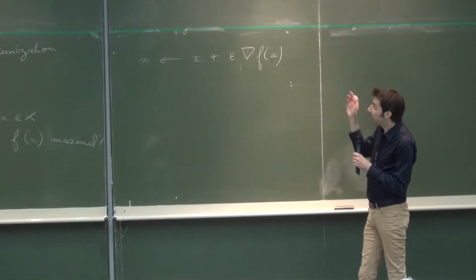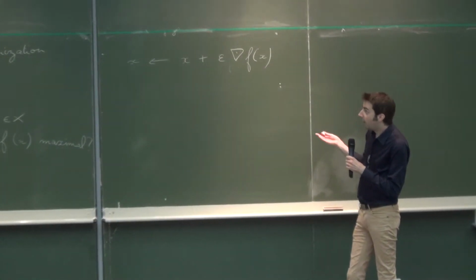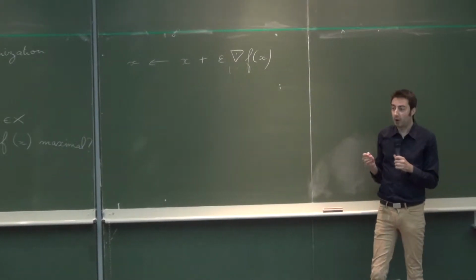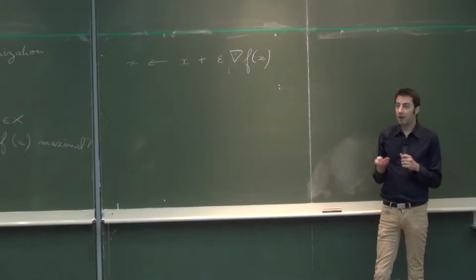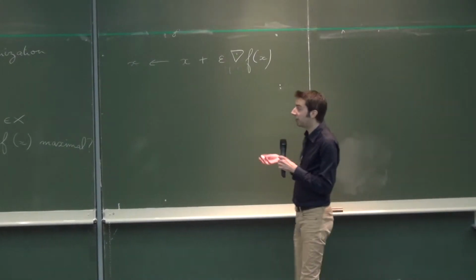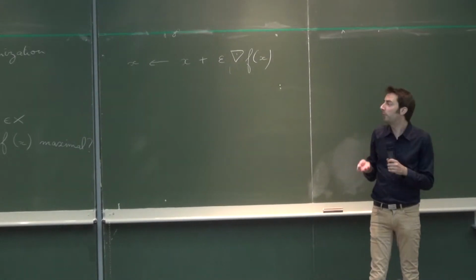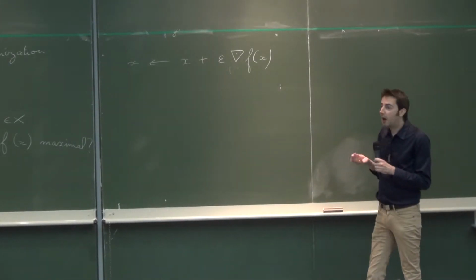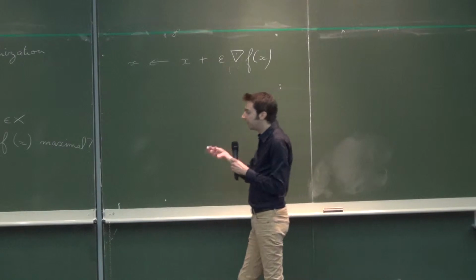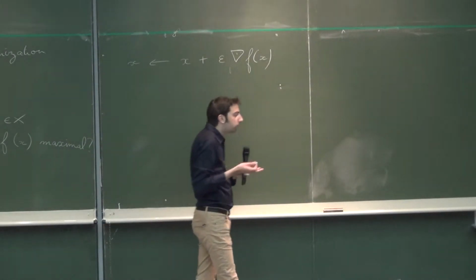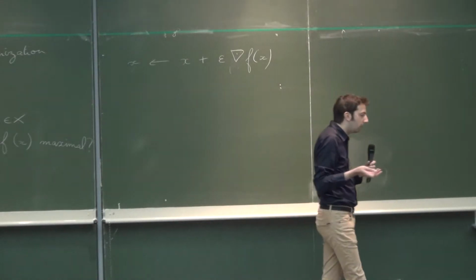But there are several problems with this. First, you have to know the gradient of F. In the black box optimization setting, you don't have access to it. You can only evaluate the function at a given point and not compute the gradient. Maybe you can compute the gradient numerically by taking F at very close points and dividing the difference, but still maybe it's not so reliable, etc.